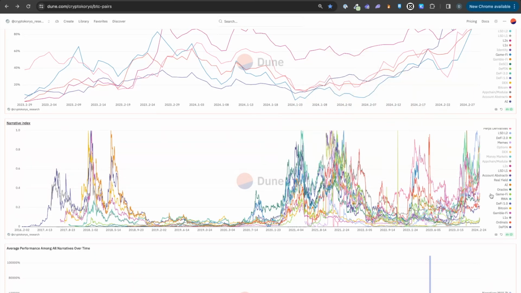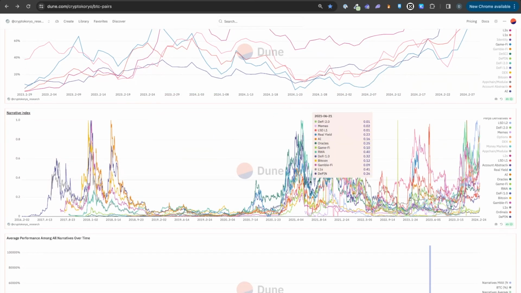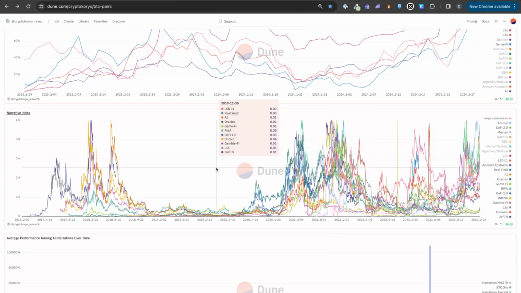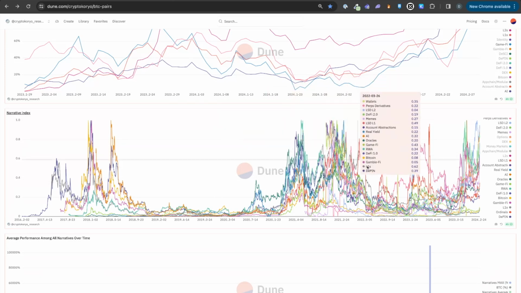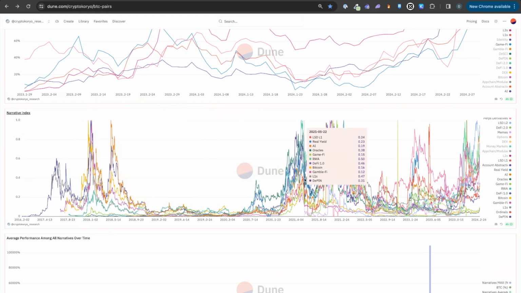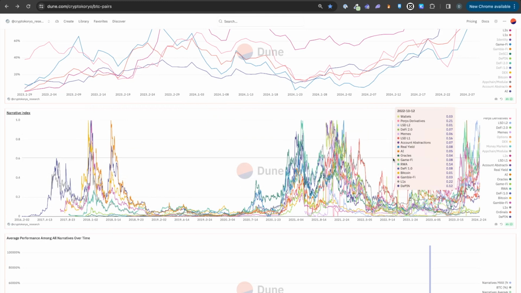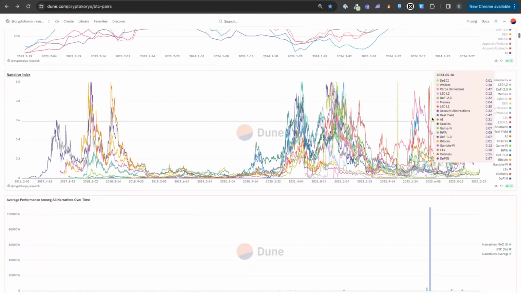This also allows you to see patterns of how long a narrative can last, how long historically the best performing narratives outperform, and what happens next. You see this kind of up and down. It might allow you to better time your entries and exits and all this kind of stuff. So I think this is some interesting information here.